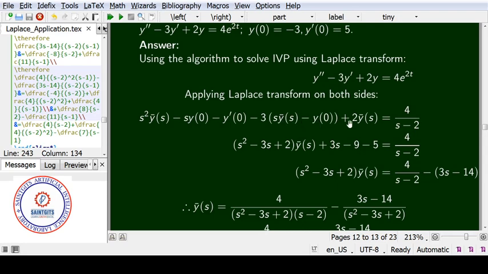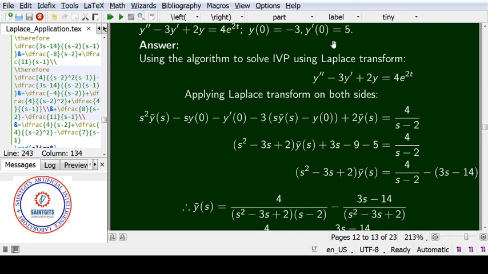Now you just club terms of y bar of s together: y bar of s into s square minus 3s plus 2. Then substitute the initial values. I fix y of 0 equal to minus 3 first, wherever we have y of 0. Minus s into minus 3 is plus 3s. Then minus 3 into minus 3 is plus 9, so y of 0 is over.